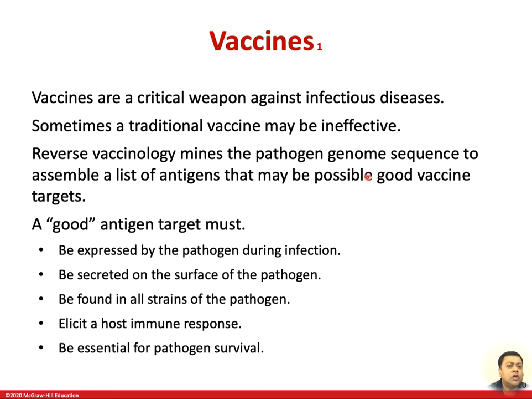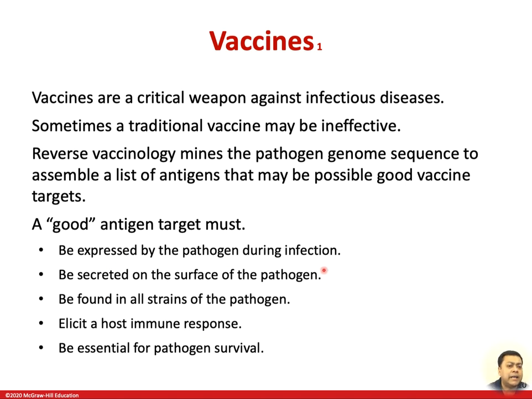You use the pathogen genome sequence to assemble a list of antigens that may be a possible good vaccine target. To do that, what you are looking at: a good antigen must be expressed by the pathogen during infection. It must be secreted on the surface of the pathogen, so it should be on the outside. That is the most important part. It must be found in all strains of the pathogen, and that antigen should elicit an immune response, meaning your immune system cells will be able to find it. And it is also essential for the pathogen survival.